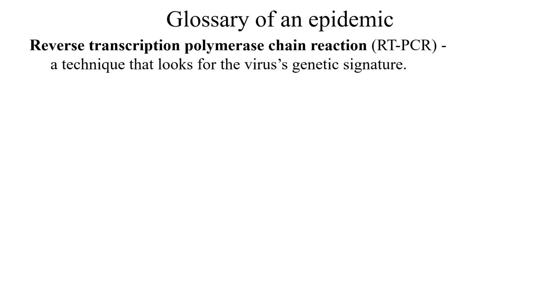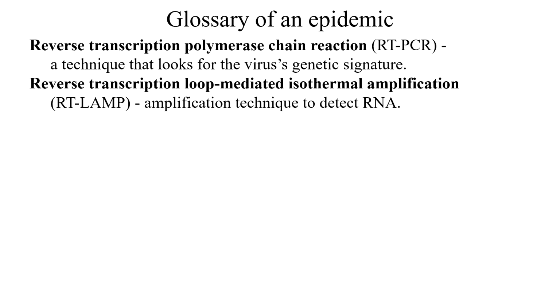So the PCR will detect the DNA of a virus, and RT, meaning reverse transcription polymerase chain reaction, is used to find the RNA, and this is an RNA virus. So therefore you're going to see the reverse transcription polymerase chain reaction test. These tests are very, very accurate, and they look for the antigen, they look for the virus itself.